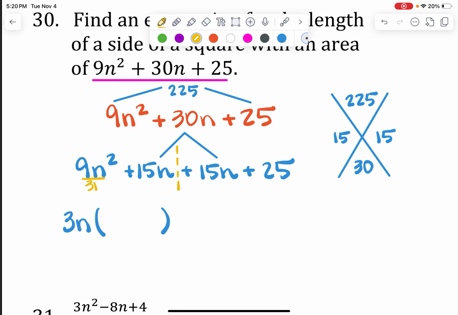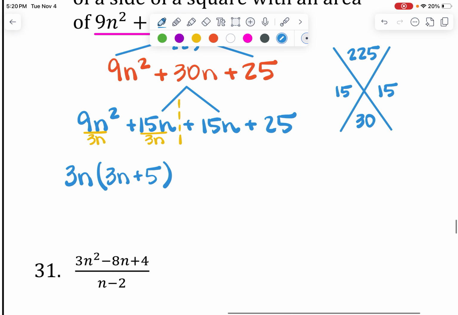So I'm going to divide by 3n, so be careful here. 9n squared divided by 3n is going to leave us with 3n. And then 15 divided by 3, that's going to leave us with 5. So 3n plus 5. And then on the other half, we've got a 15 and a 25. Well, it looks like those have a 5 in common. All right, so we're going to divide out the 5. And that's going to give us 3n plus 5. Yay!